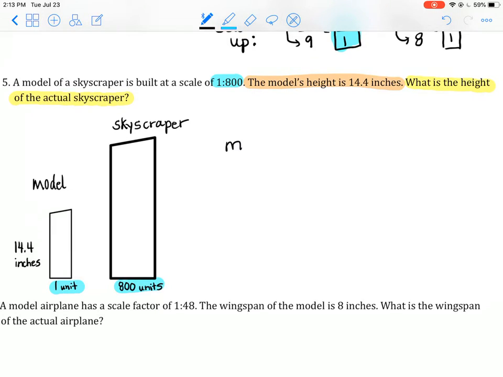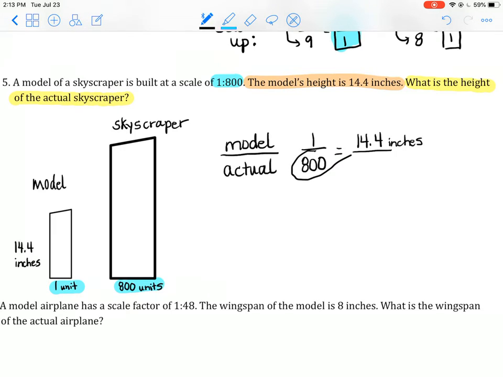So I'm going to set up a proportion of model to actual. So you've got this model in the architect's office that will become this building out in a city somewhere. And the model is 1 to 800. It's 1/800th the size of that skyscraper. Well, we know that the model is how tall? 14.4 inches.